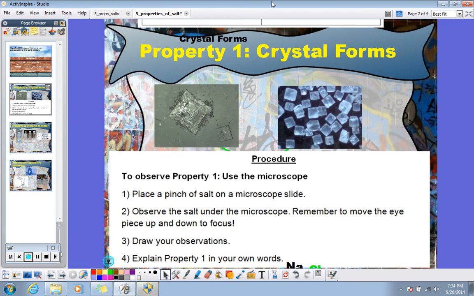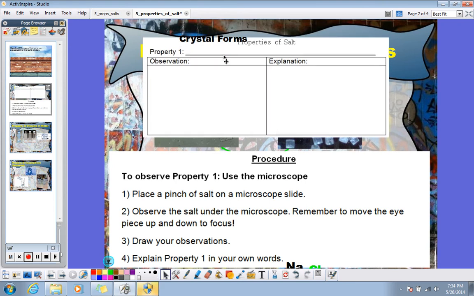Then, here's the important part for your presentation. You need to write down or draw, preferably draw, what you see under your observations, and then you need to write an explanation of what is going on in this property. So something like this might look like you have your microscope point or field of view, since we always see a circle when we look under the microscope. And then you might actually draw the crystal salt that you see. You might do your best to draw a cube if you can, if that's what you see.